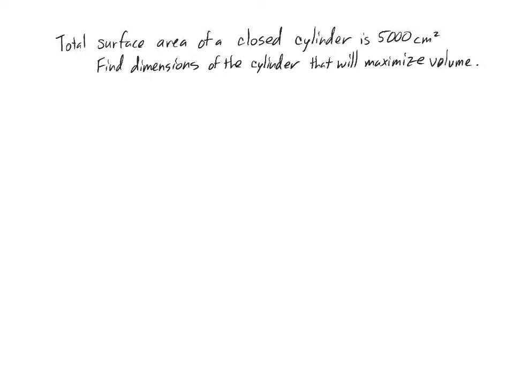Hi guys, so I've had a request for section 9L, question number 6, which is this one. Total surface area of a closed cylinder is 5,000 centimeters squared. Find the dimensions of the cylinder that will maximize the volume.